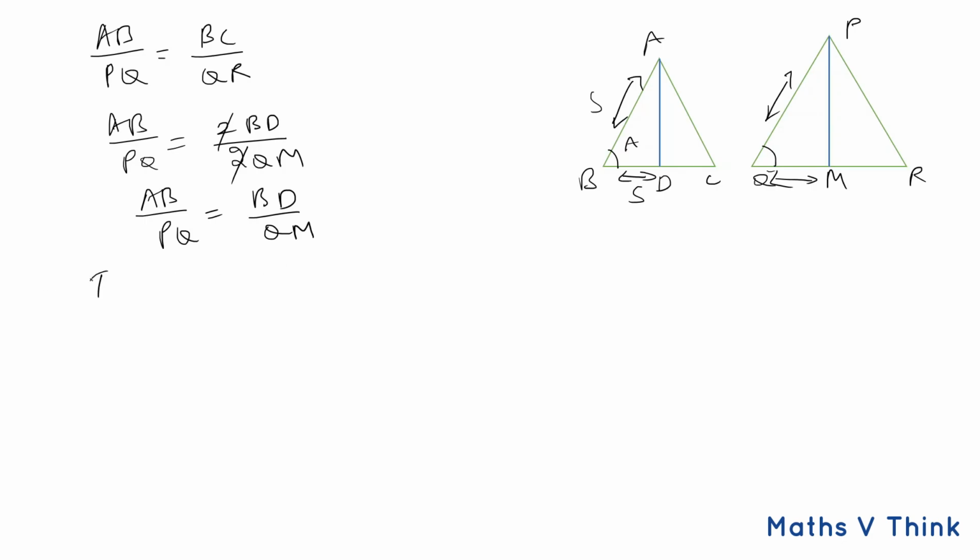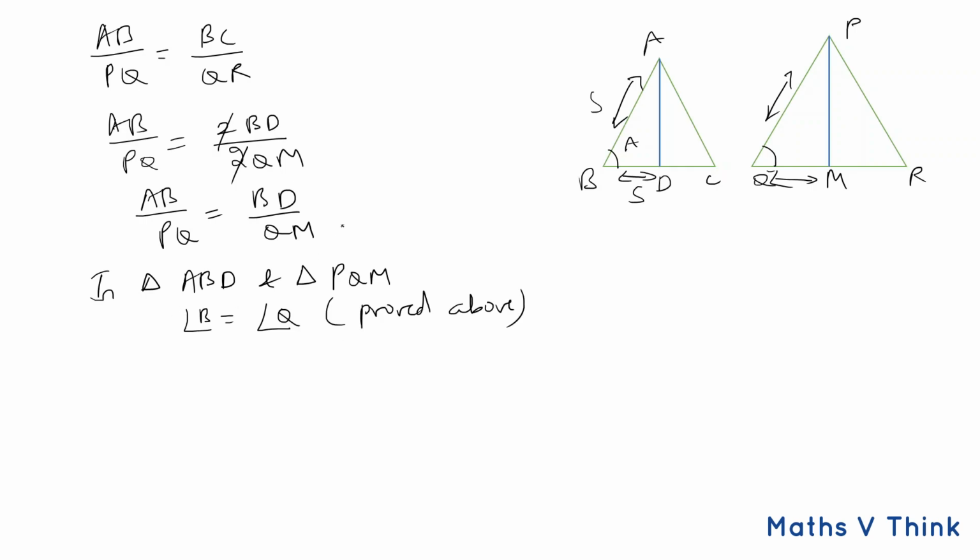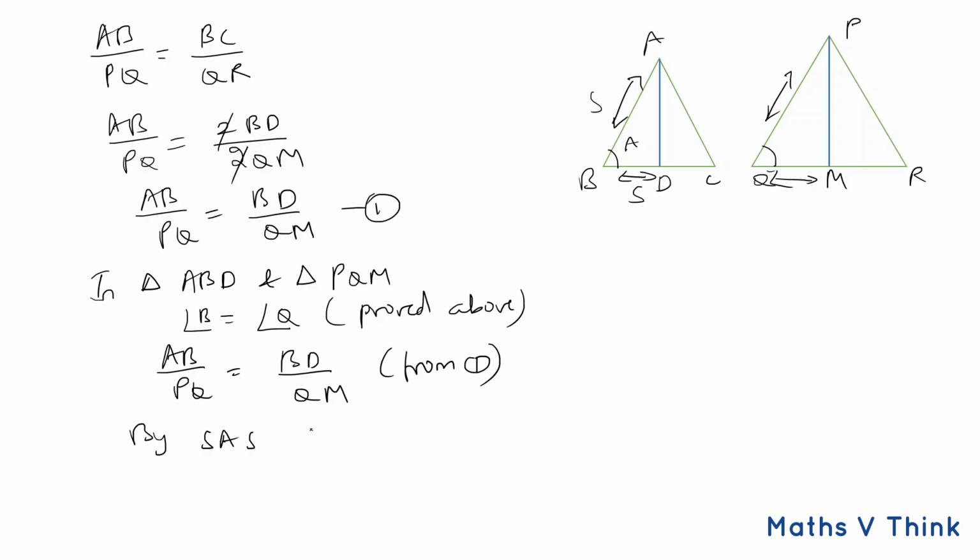So we'll write the procedure. In triangle ABD and triangle PQM, we know angle B is equal to angle Q. Nothing but proved above, or you can give the reference number, and also let this be 1. Same way AB by PQ is equal to BD by QM from 1. So I can tell by SAS similarity, triangle ABD is similar to triangle PQM.